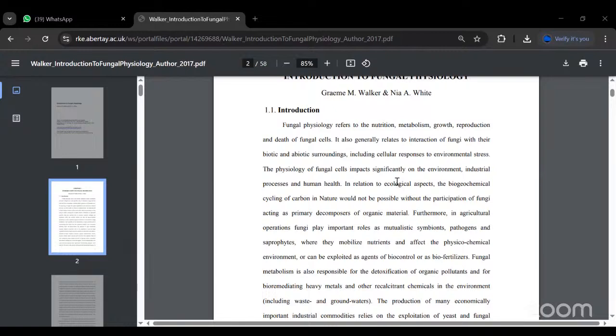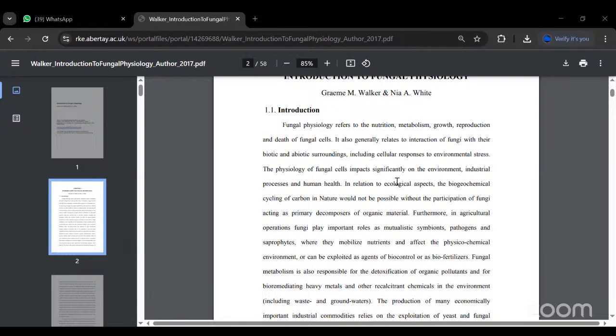And next, the industrial and human health relation to the ecological aspects. The biogeochemical cycling of carbon, oxygen, nitrogen, phosphorus. These are all called biological cycles.